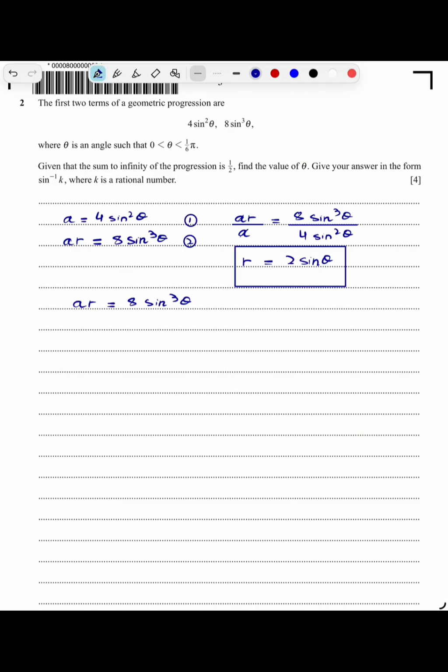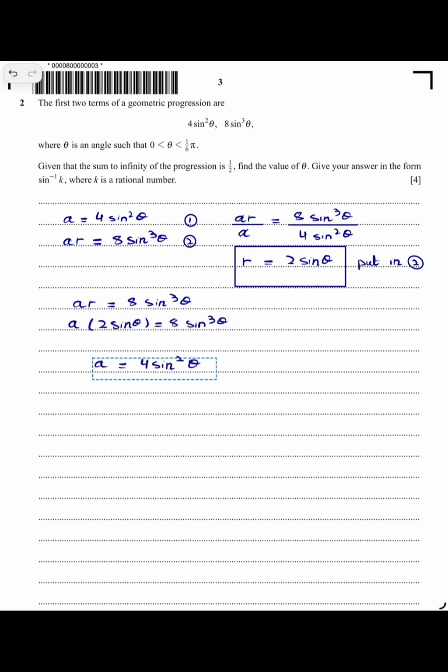So if we plug in the value of R in equation number 2, we'll get the following. A is equal to A multiplied by 2 sine theta is equal to 8 sine cube theta, and therefore we have A equals 4 sine square theta. So that's the value of A.